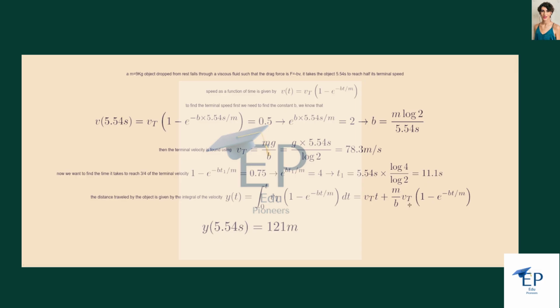Now, these are all known quantities. We have calculated v_t, we know b, we know m. So it's just a matter of plugging in the numbers and evaluating y of t at t equals 5.54 seconds. And if you do that, you'll find that the object falls down 121 meters.